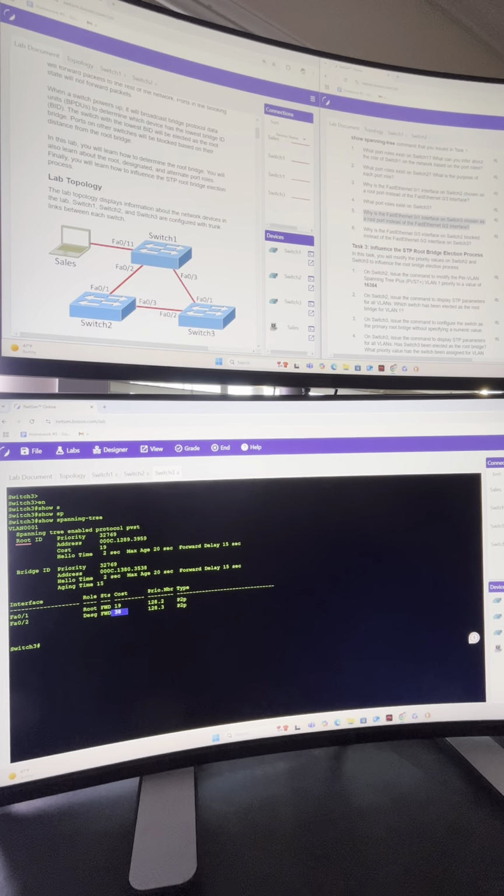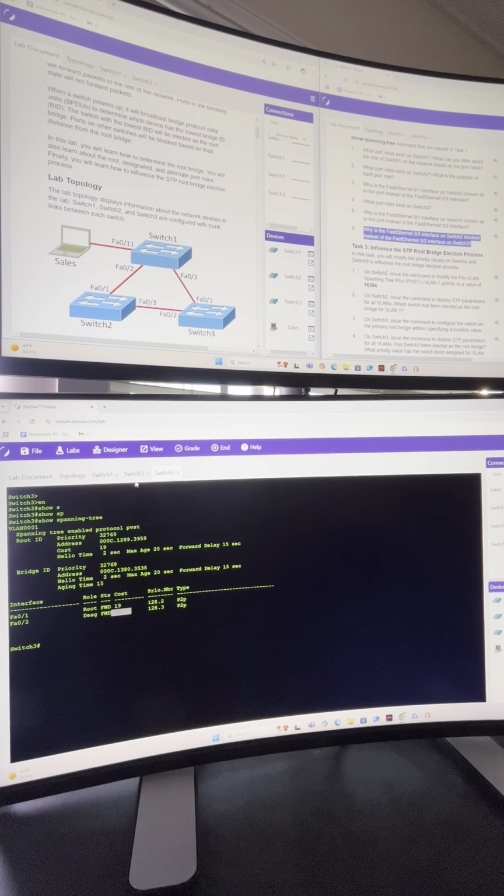So 19 plus 19, which is the default port cost for each Fast Ethernet port, is 38. And that is greater than 19. So that is why the Fast Ethernet 0/1 port is chosen as the root port. All right. So right here it says, why is the Fast Ethernet 0/3 interface on switch 2 blocked instead of the Fast Ethernet 0/2 interface on switch 3?